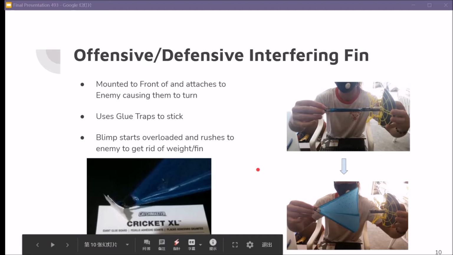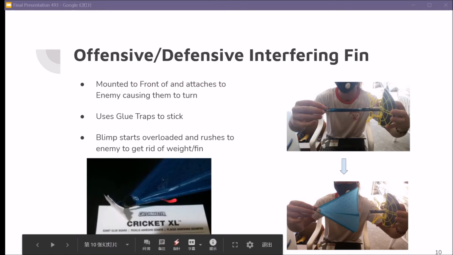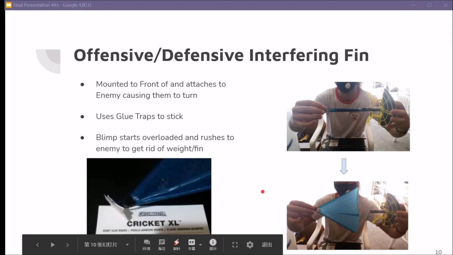The other offensive design we have is the interfering fin. It's a bundled fin mounted on the front of the blimp. The fin has the same glue trap for attachment. When the fin is attached to an enemy blimp, it will release and then foul it. It causes the enemy blimp to constantly turn.